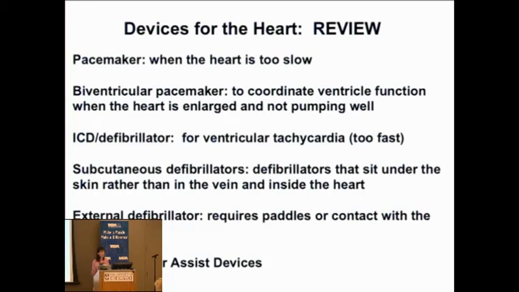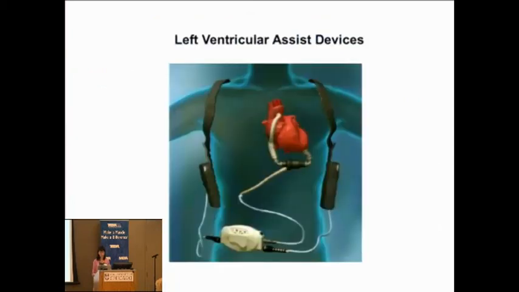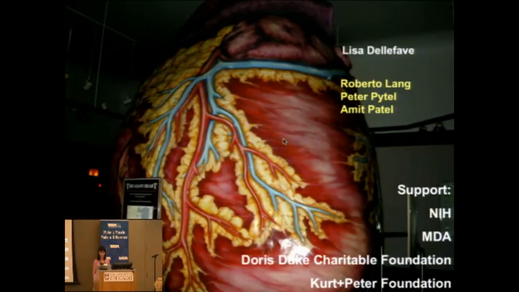But hopefully, the main message here is start early, get your heart treated early, and hopefully we can really slow the progression of the heart getting bad or even prevent the heart from getting bad. And so this is just a picture of what a left ventricular assist device looks like. That's a pump that sits outside the heart, and then the parts that sit inside the heart. And I'm going to stop right there.